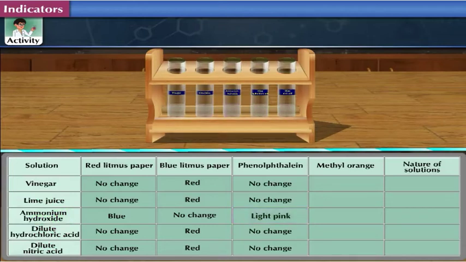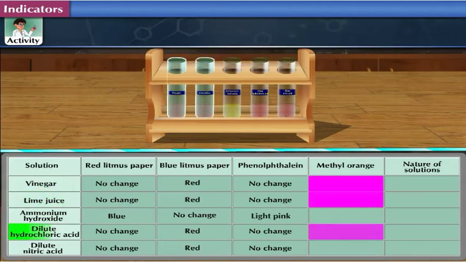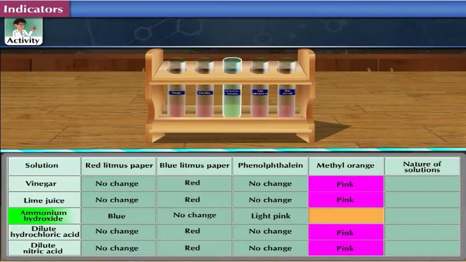Similarly, take about 5 ml of each solution in different test tubes and add a few drops of methyl orange in each of them. What do you observe? In vinegar, lime juice, dilute hydrochloric acid, and dilute nitric acid, the red color of methyl orange changes to pink, while in ammonium hydroxide, it turns yellow.